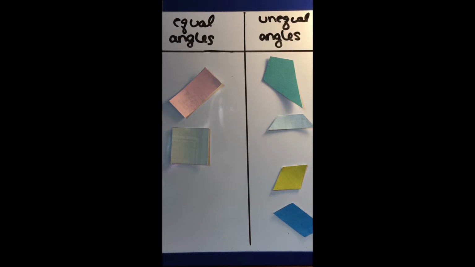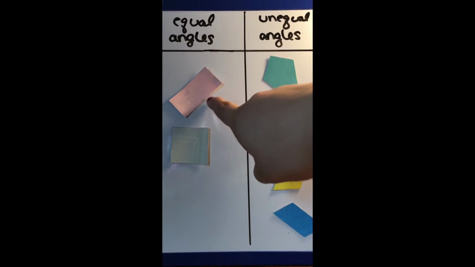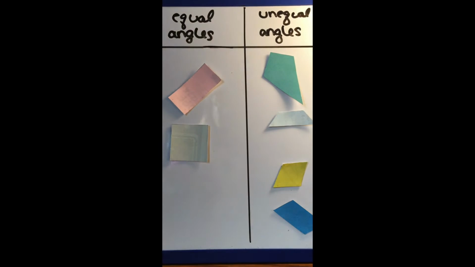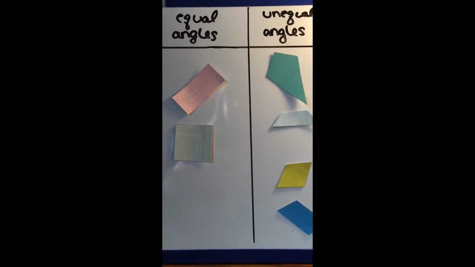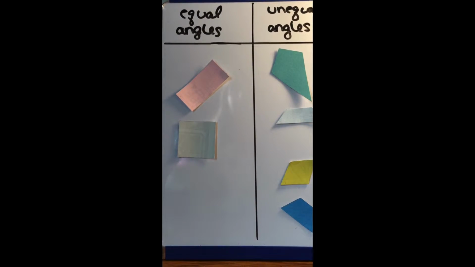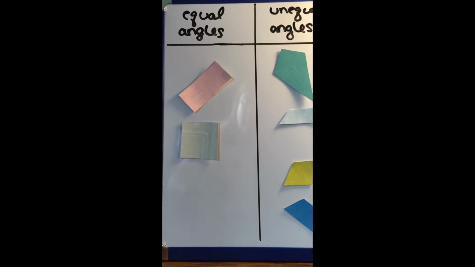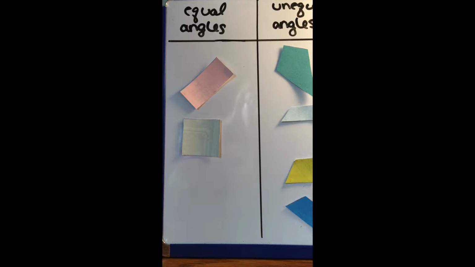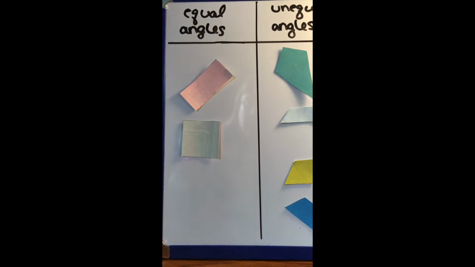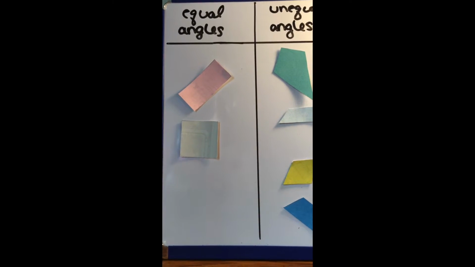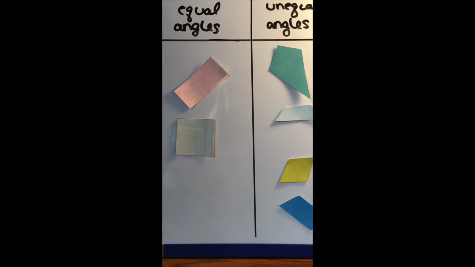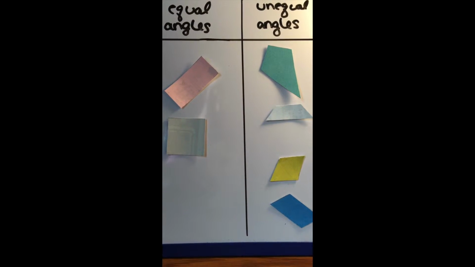If we look at the rectangle on the left side, we can notice that it's in the equal angles column. And we know that a rectangle has all equal angles because they are all the same. We can also look at the square and see that they are all equal angles, and we can further identify this because it has all equal sides.